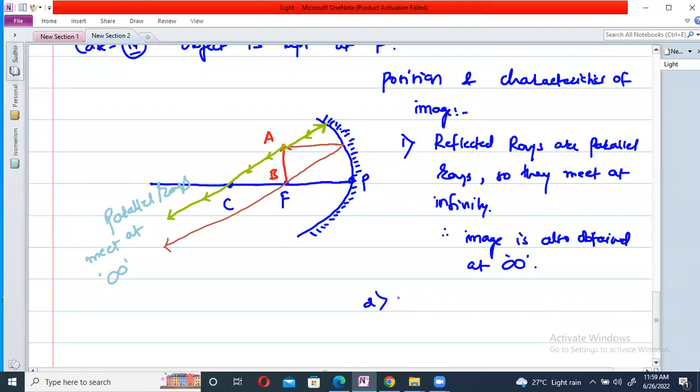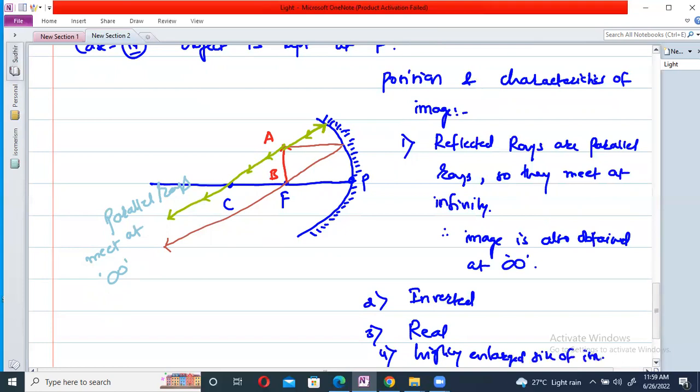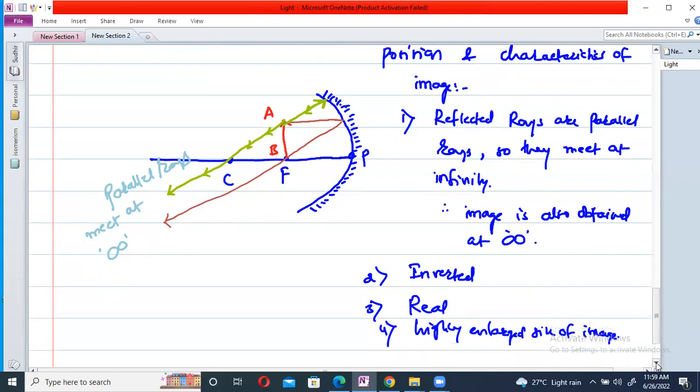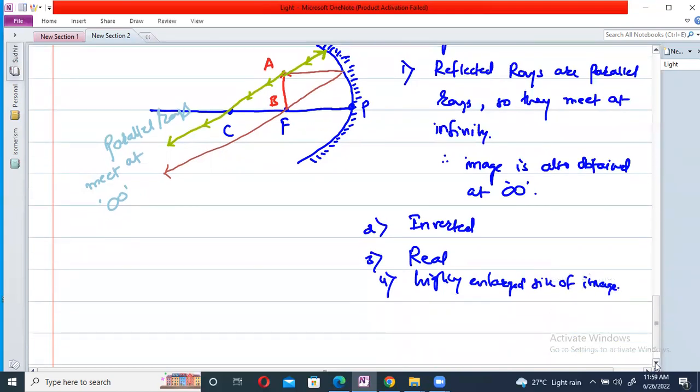Point number two, how will the image be? Obviously, beta, the reflected rays meeting at infinite distance means the image will be an inverted image, and all the inverted images are real images. What is the size? Sir, the size becomes highly enlarged. Highly enlarged size of image was obtained. Right? This is the fourth case, over.